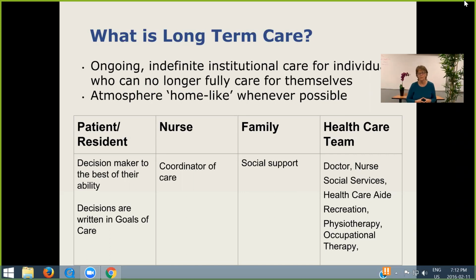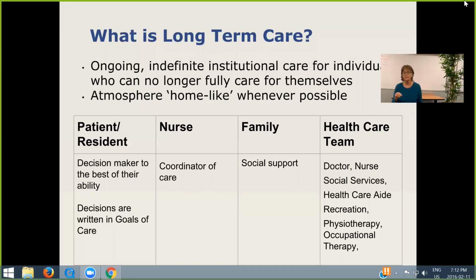So the nurse's role in long-term care is the coordinator of care. That's their basic role. They're coordinating the care and giving information to the client or to the client's designate or family, to make sure we're doing what that client wants. There are lots of other roles that the nurse has. So the nurse gives treatments and medications and helps with personal care, but their main role is coordinator of care.